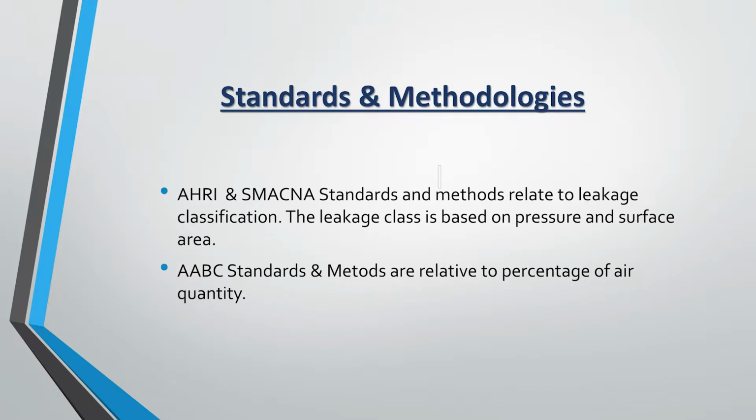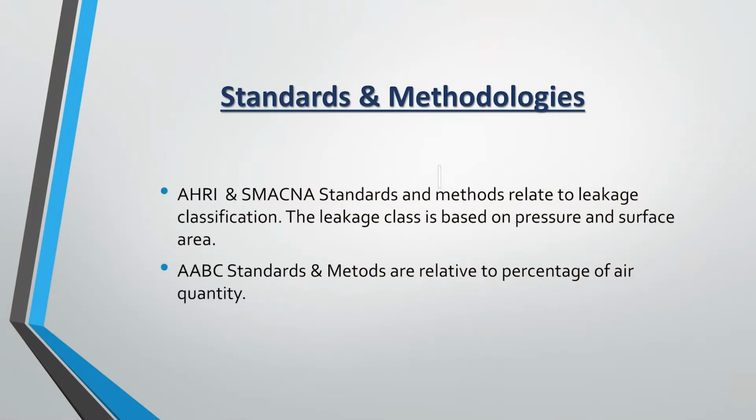Standard methodologies. I talked about it a couple minutes ago. AHRI and SMACNA standards are relative to providing leakage classes based on pressure and surface areas. Everybody understand that with the length, width, surface area of whatever unit you're dealing with, whether it be an air handling unit or ductwork. And they put you in a certain class and say, all right, you have this many square feet, you're allowed to leak this many CFM per 100 square feet or per square foot. Multiply it times how many square feet of ductwork or unit you have, and that's your allowable leakage.